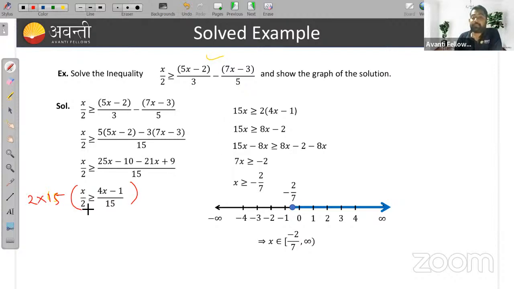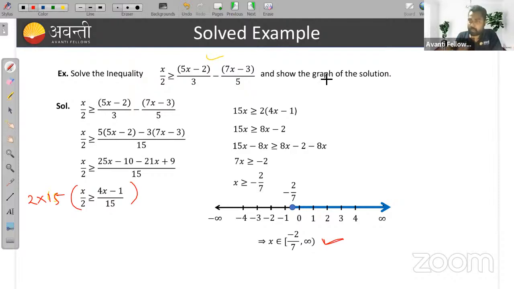Left hand side will become 15x and right hand side will become 2 into (4x minus 1), that is 8x minus 2. So 15x minus 8x is greater than or equal to minus 2, which simply becomes 7x is greater than or equal to minus 2. If we divide by 7 on both sides, then x is greater than or equal to minus 2/7. So what is the solution? It is [-2/7, infinity). I hope this is clear, guys. All of you respond, please.